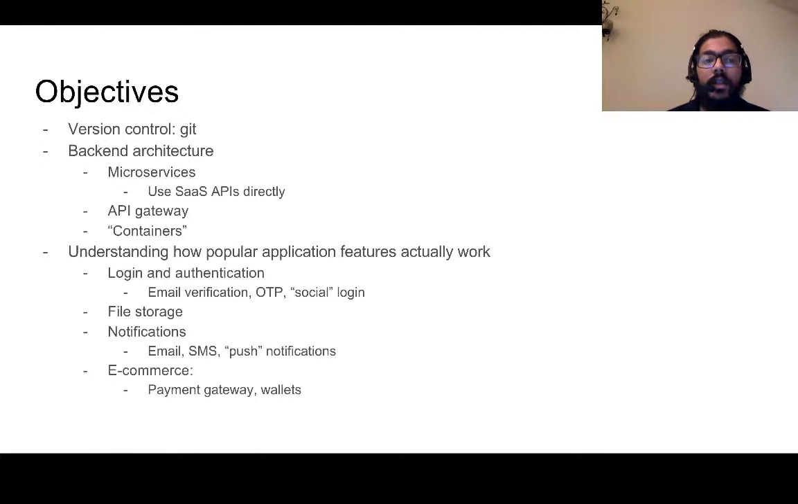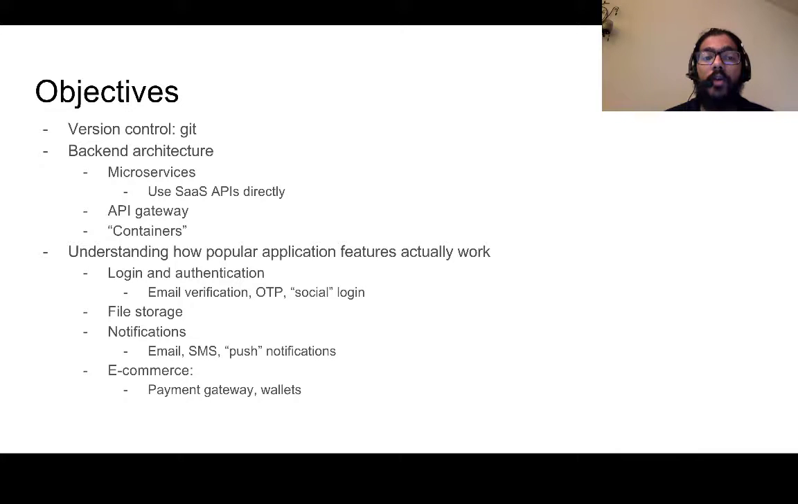We'll first look at version control with Git. A lot of you have already been using Git, but I'll go into a little more detail about what kind of things you can do with Git and why it's so powerful and why it's so important for you when you write code. We'll also look at backend architecture in the next few modules.